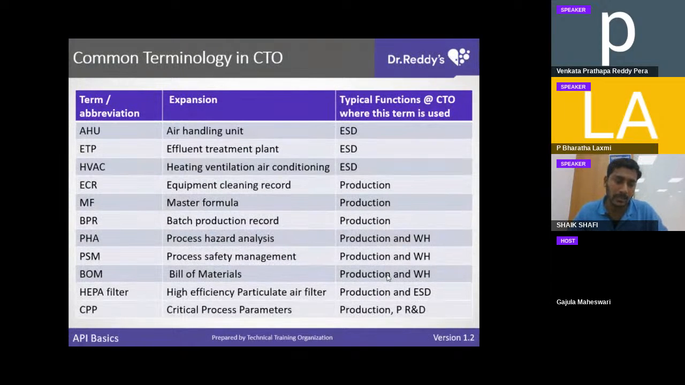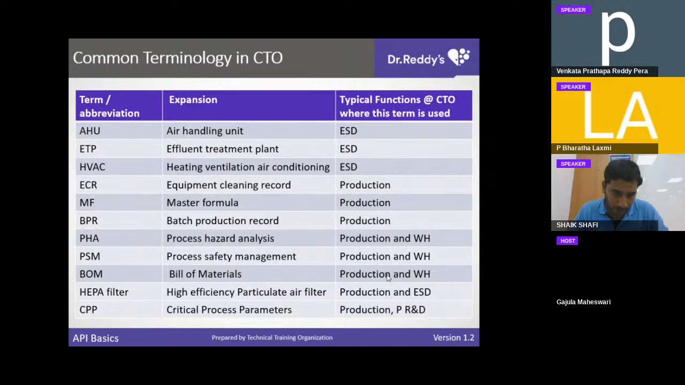Some abbreviations. ETP means effluent treatment plant. This comes under, actually not ESD, this comes under SHE. That was wrong. Again HVAC, this is the heating, ventilation, air conditioning system. This comes under ESD. We are using it for the clean room. ECR is an equipment cleaning record which we use for cleaning the equipment. This is a documented record which we use when we are cleaning the equipment.